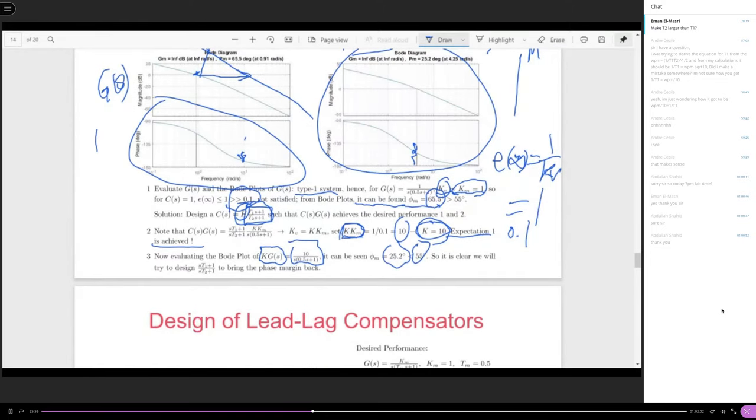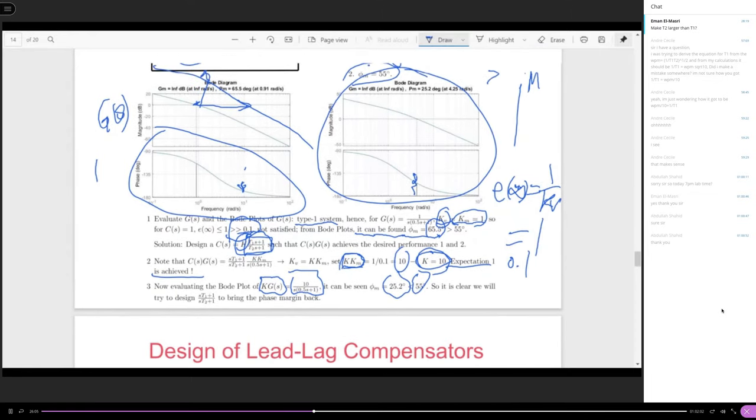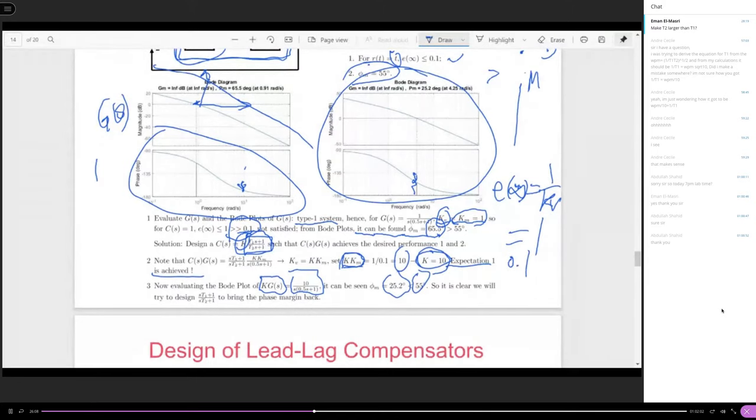Not acceptable. So now you can see your job is what? But you cannot change K anymore. You can say, oh no, I'm going to decrease it to push the crossover frequency back, so my phase margin will be increased again, right? No, you can't do that, because if you do that, your tracking performance will be violated. Remember, I've just said that the 10 is the minimum to go for the K. It can only go higher. You cannot go lower. If you go lower, the tracking performance will be violated.